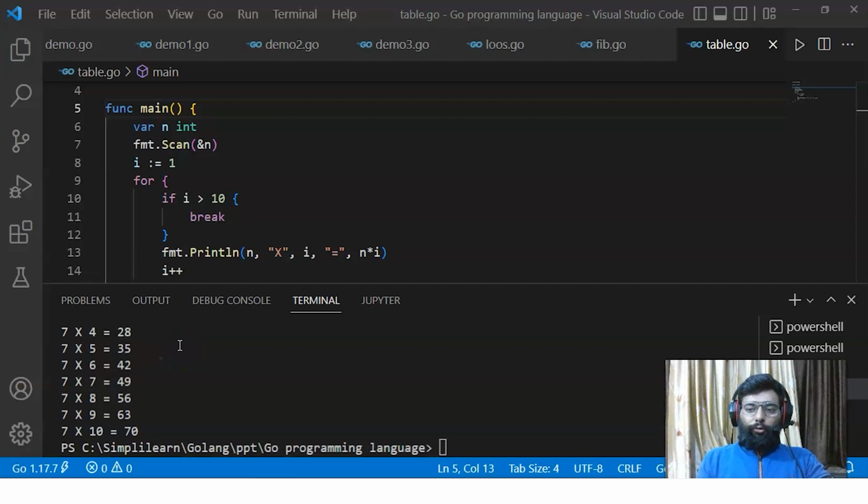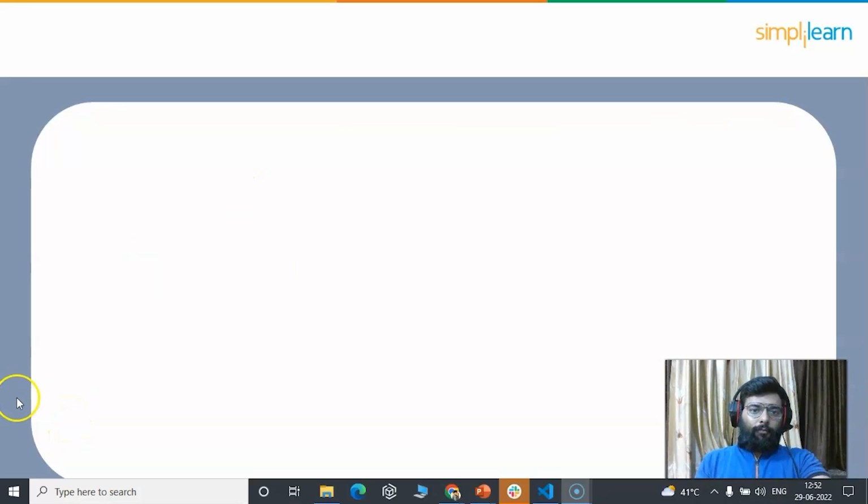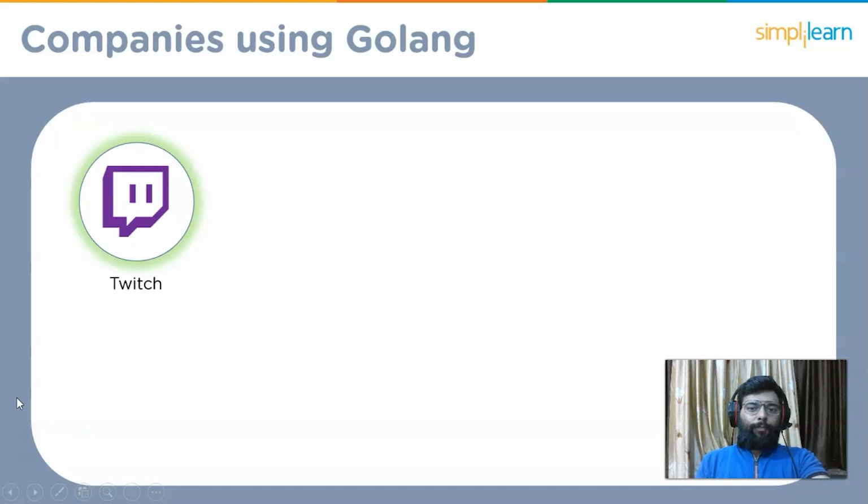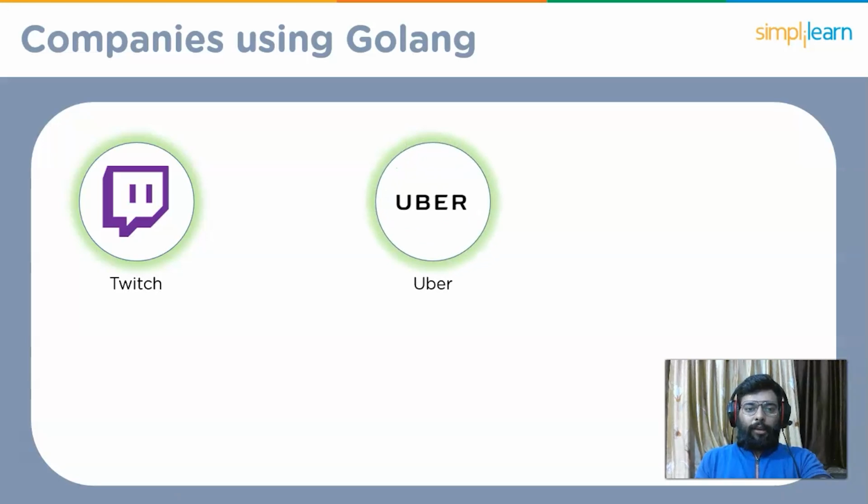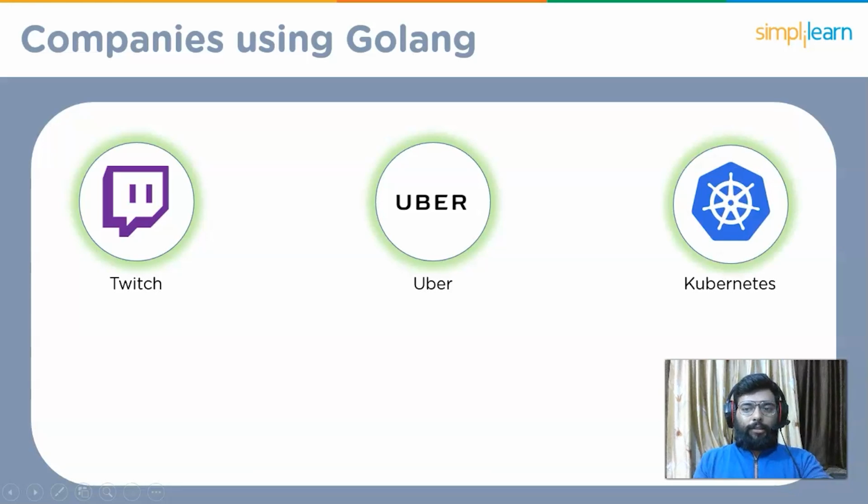Now we will see some companies using Golang in their products. First one is Twitch. It is a live video streaming platform that uses Go for many of its busier systems. The next is Uber. It's a ride-hailing platform that uses Go within its microservices. The next is Kubernetes. It's an open source container orchestration system used to automate software deployment, scaling, and management. Google designed Kubernetes, but the Cloud Native Computing Foundation currently maintains it.